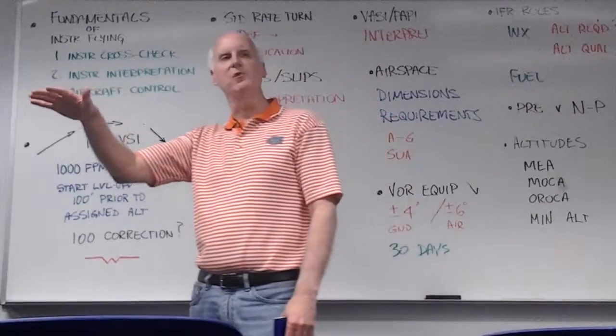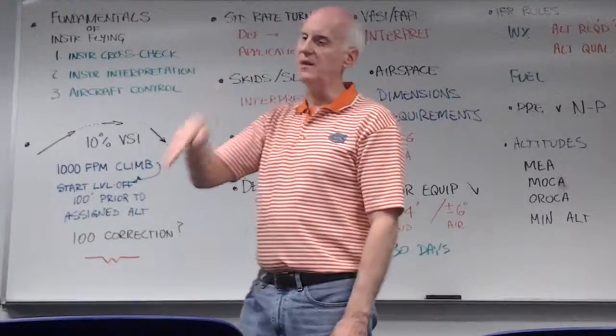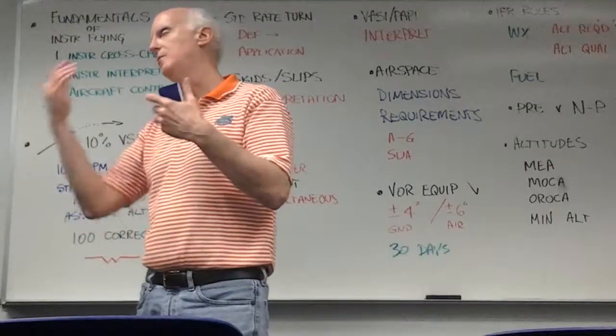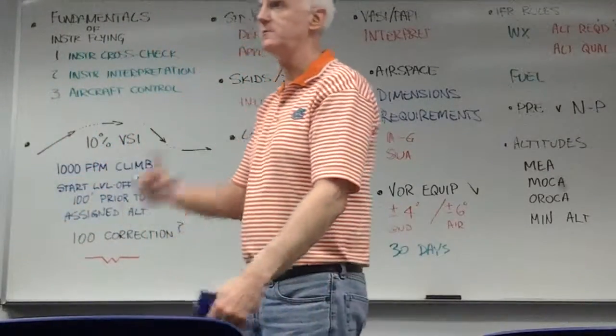That will allow you to make a nice smooth level. And that goes for descent too. So if I'm descending, 10% of my VSI in descent. VSI, I always say that's vertical velocity indicator. It's what we just say in the military.